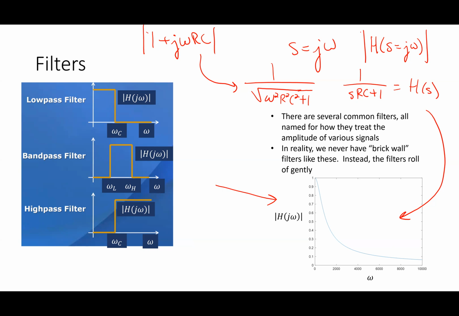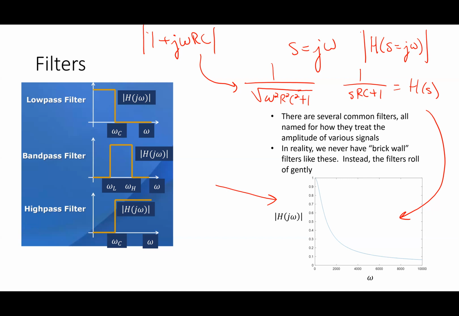Looking at this particular filter for this RC circuit, it isn't so bad right now. But how many poles and zeros does 1 over sRC plus 1 have? 1 pole. If this had 2 poles, it would fall off at a faster rate, and the graph gets really awkward to look at on this linear scale.